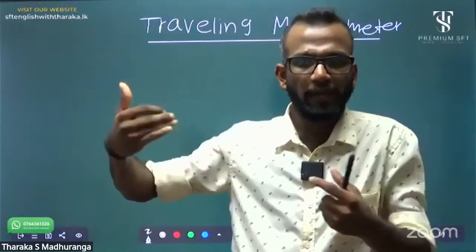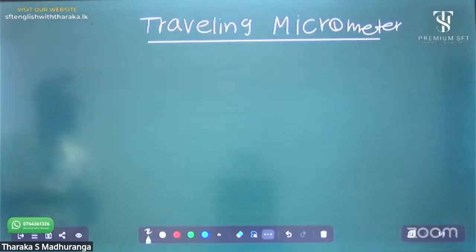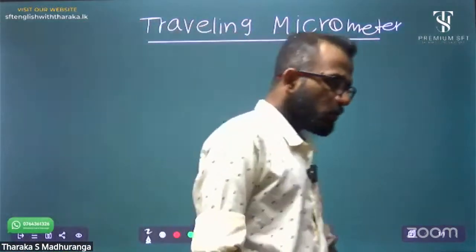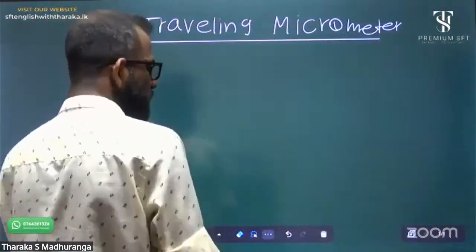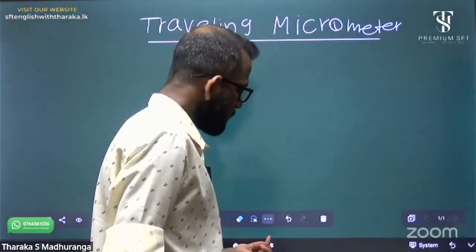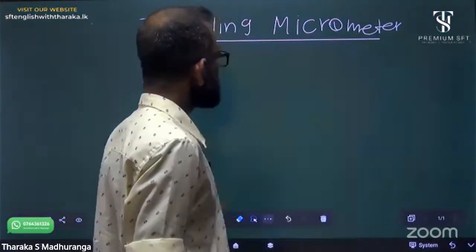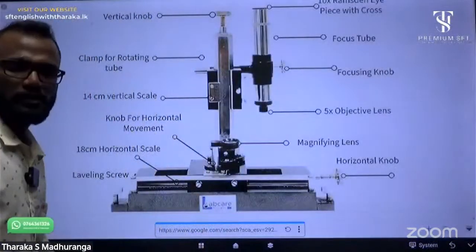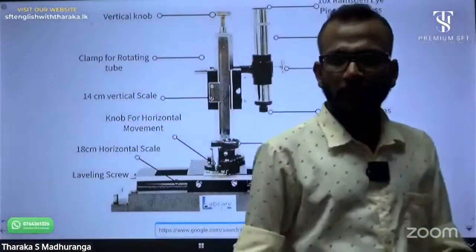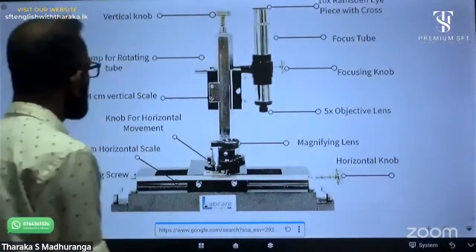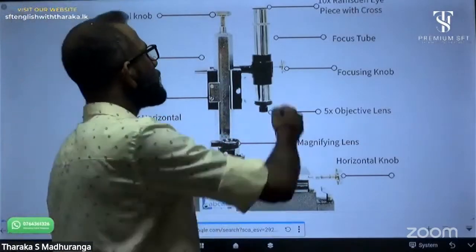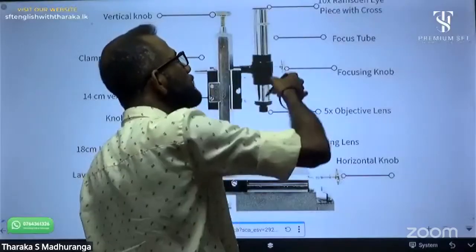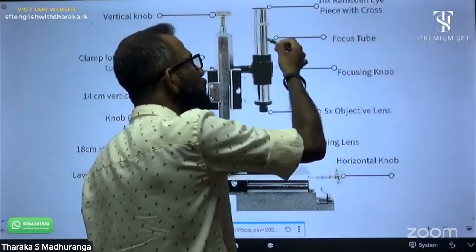I think now you have some idea, right? Now let's see how it moves. First of all, I will show you the instrument. Okay, this is the instrument. Let's start from this part. This is the microscope, and it has a focus tube.